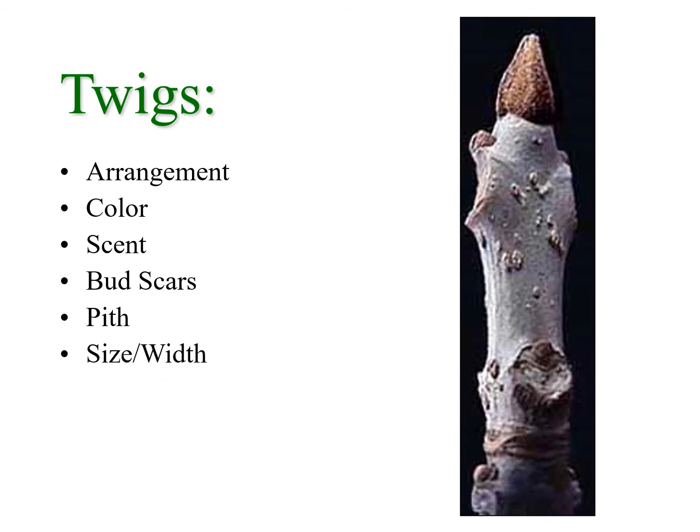Size and width. Again, this is an ash twig. These are very stout-looking twigs. That's indicative of the species. And what are the bud arrangements? As we discussed previously, ash trees have opposite twig arrangement. They also have opposite bud arrangement.